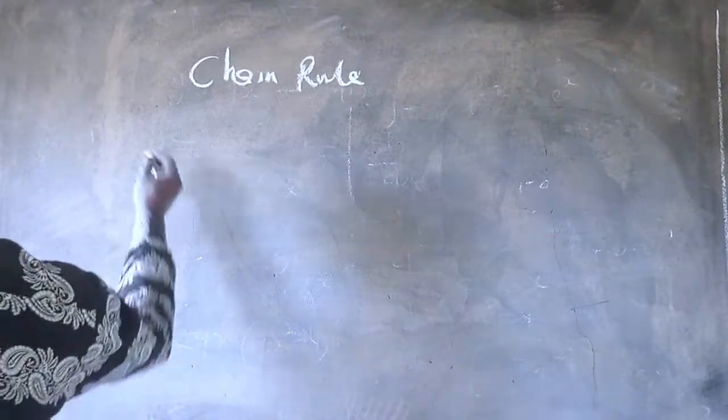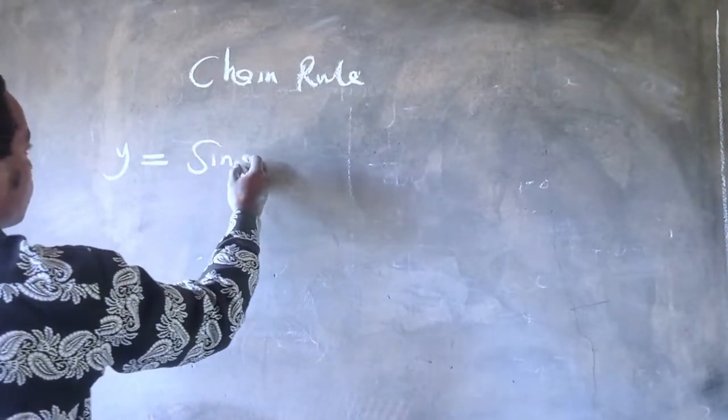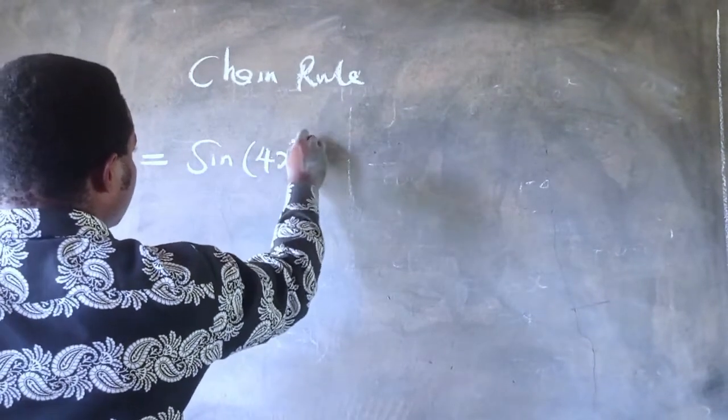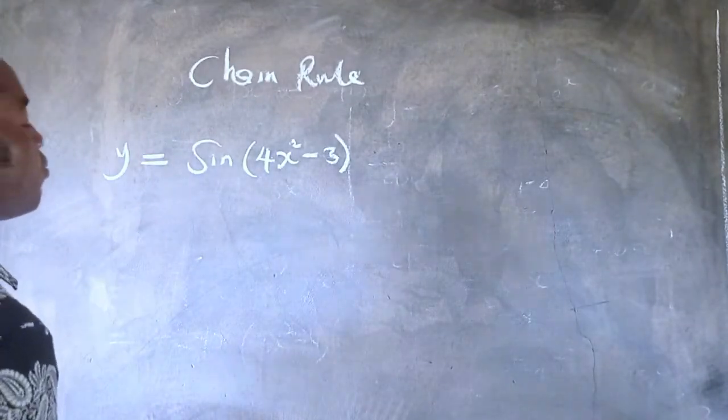Okay, look at this problem. This is an example where the problem is in a trigonometric form. y equals sine of (4x squared minus 3).